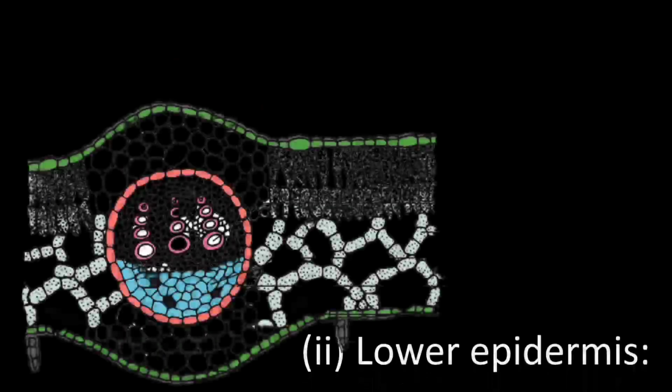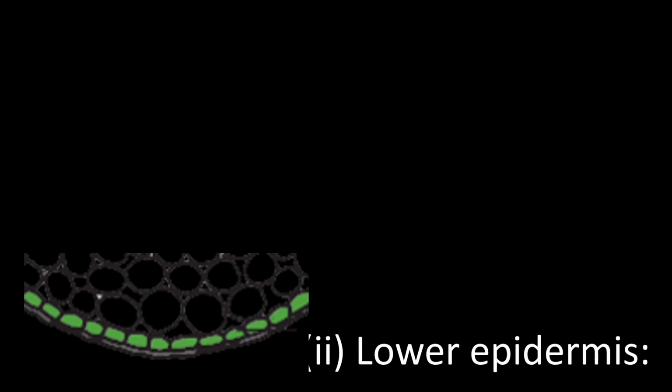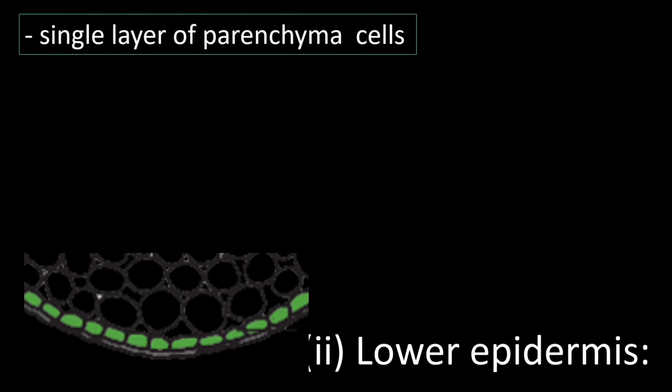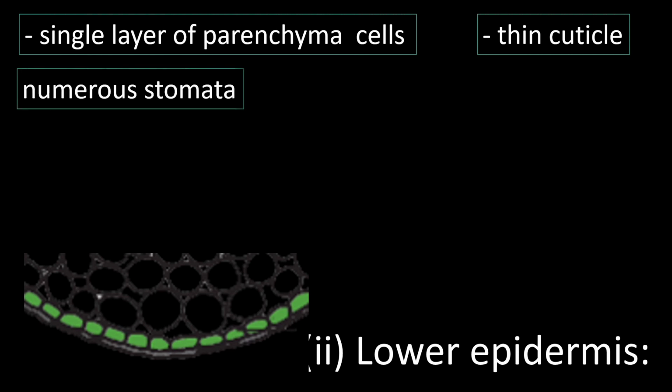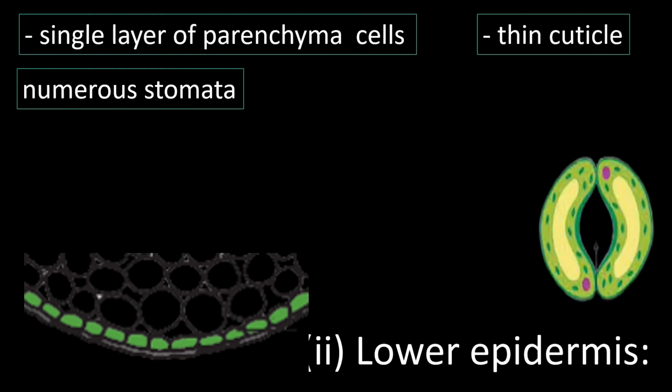Here, this is lower epidermis. It is also made up of a single layer of parenchyma cells. Here the cells are covered by thin cuticle. Cuticle is a wax-like covering that is thin on the lower epidermis. Like upper epidermis, the lower epidermis also has stomata, but stomata are numerous.